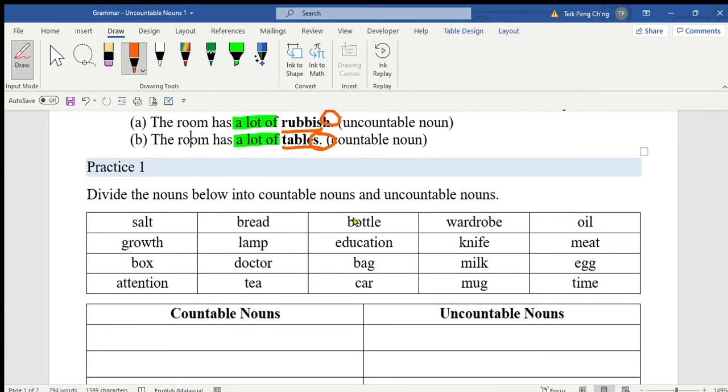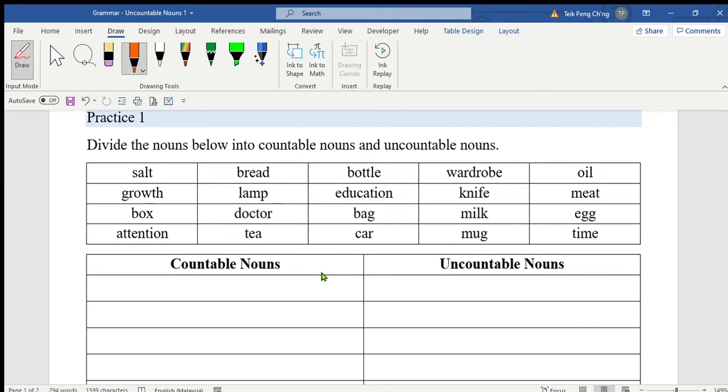Okay, now practice 1. Divide the nouns below into countable nouns and uncountable nouns. Okay, so I will just give you the answers here, but I expect that you actually finish this exercise before you watch this video. Okay, now look at this.